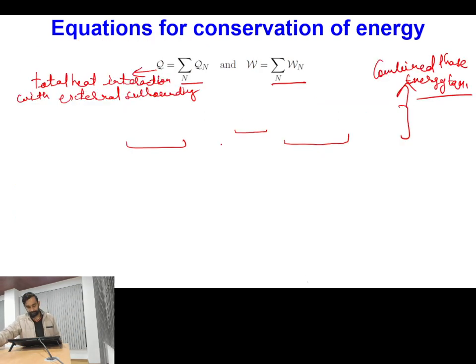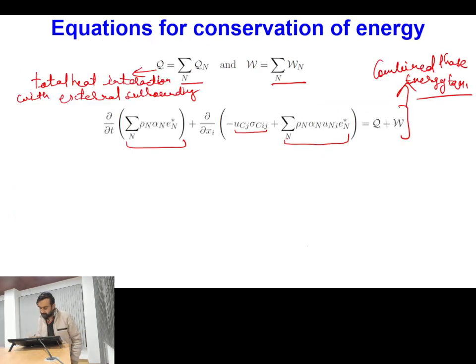Okay. So that's why you can see here there is a summation sign, but with this term there is no summation sign. Clear? And whatever internal terms were there, the internal terms have become 0. The only terms we now have are because of the external heat and work interactions. So this is nothing but our combined phase energy equation. All are clear with this idea?